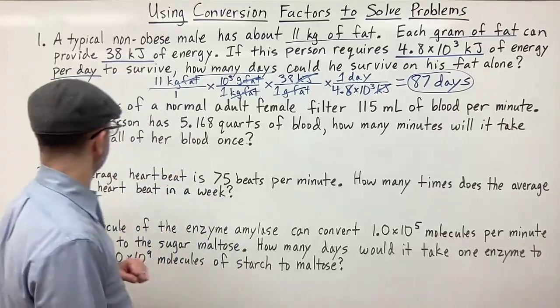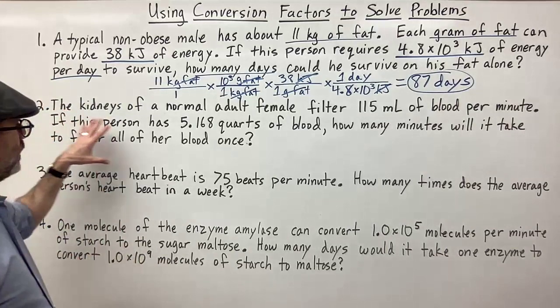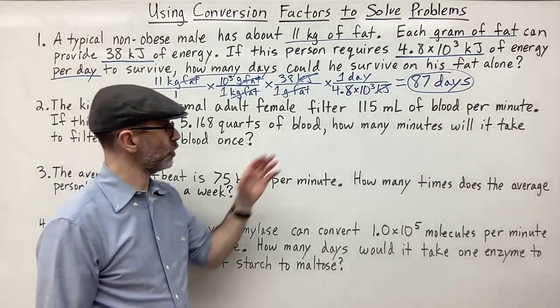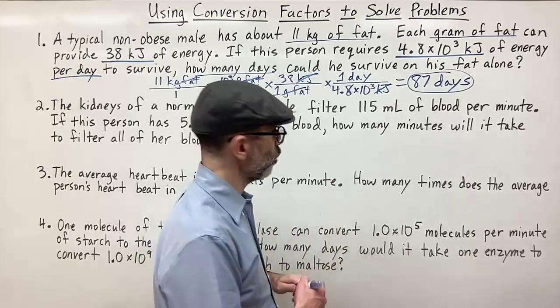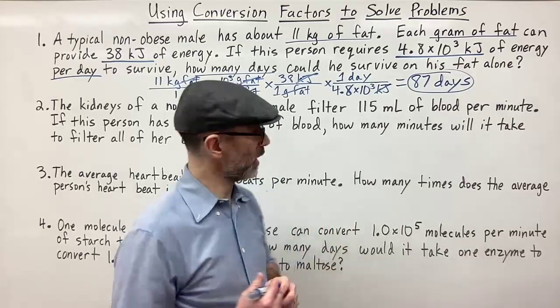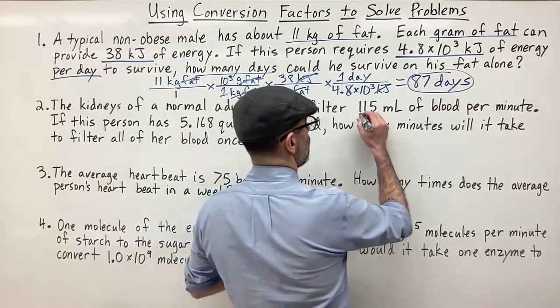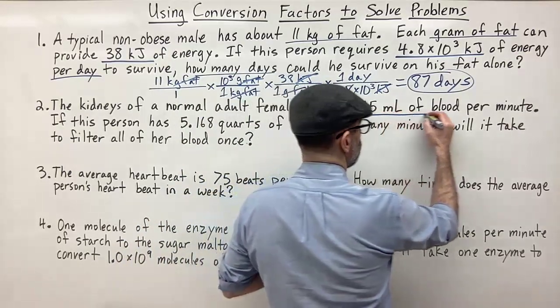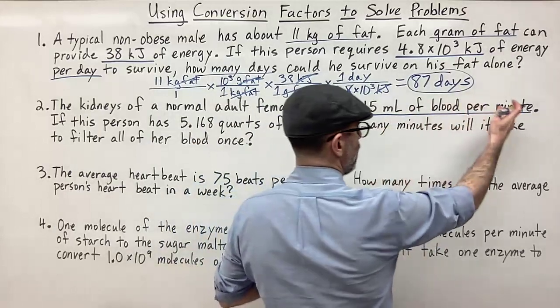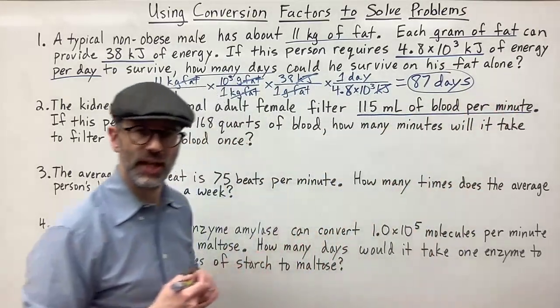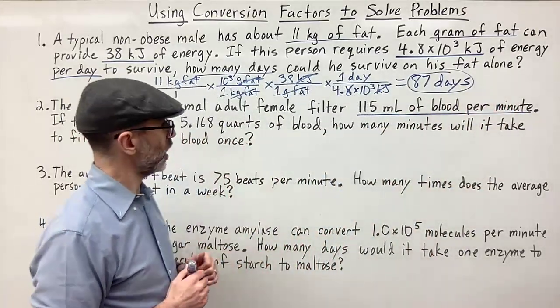Okay, number 2. The kidneys of a normal adult female filter 115 milliliters of blood per minute. So again, we're going to pull out the conversion factors first. So this 115 milliliters of blood per minute, that's a relationship between blood, milliliters, and minutes. So that's a conversion factor that we can use. So we're going to underline that.